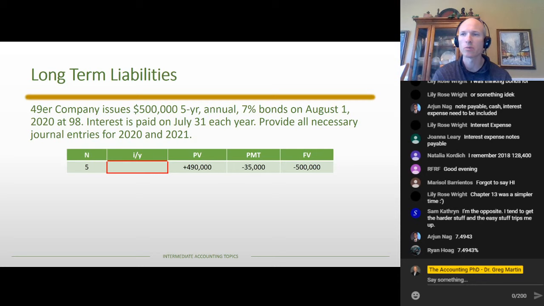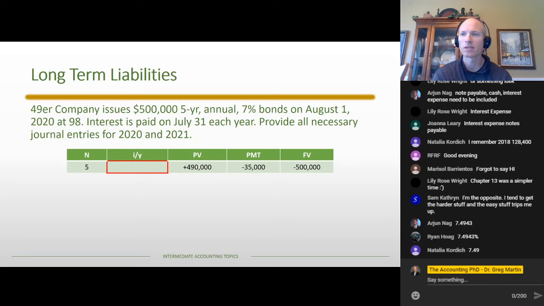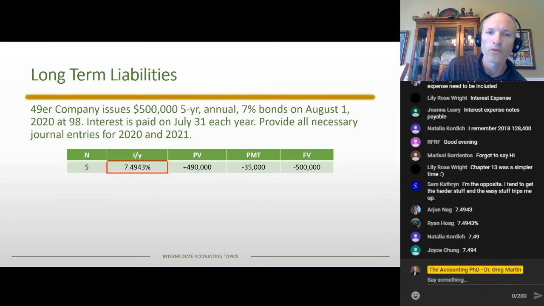7.4943, that's Arjun's number. Ryan got the same. Natalia got the same. Yeah, we're all tracking there. That's good. So 7.4943%. Good job, Joyce, as well.